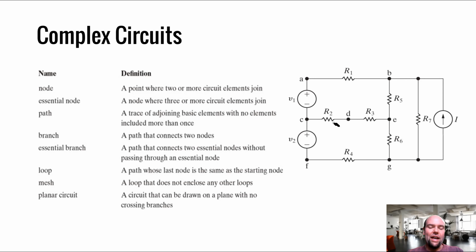An essential branch is a path that connects two essential nodes without passing through an essential node. So let's go back and talk about essential nodes. What's an essential node in this circuit? Let's just label them all. This is an essential node, and I always like to draw my nodes like this, with the node dipping down into the little connection it makes, because it makes it a little clearer to me where it's going.